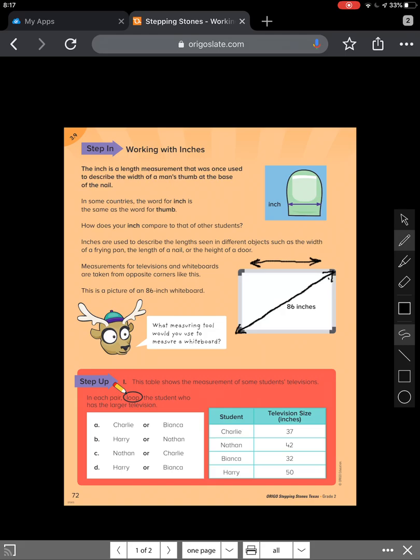What measuring tool would you use to measure a whiteboard? There are different things that you could use. You could use a ruler. You could use a measuring tape. Or you could use a yardstick.